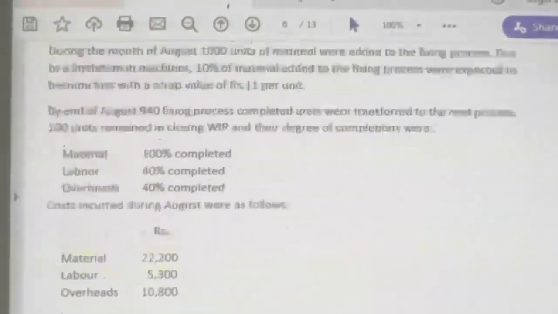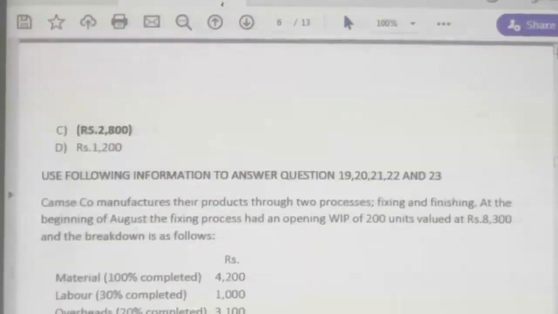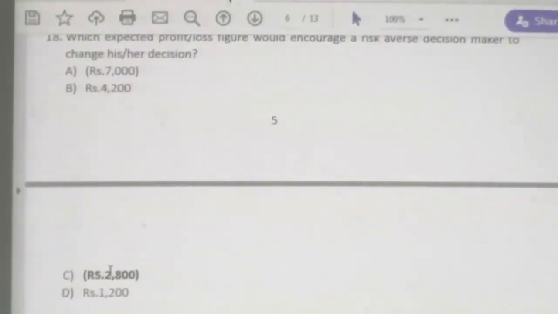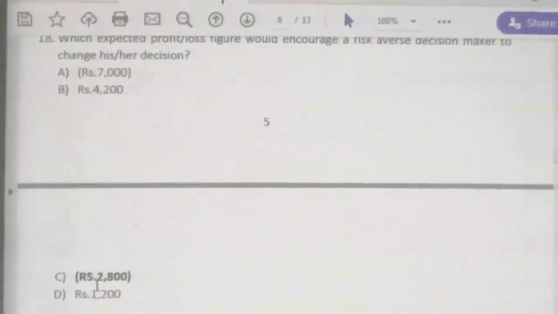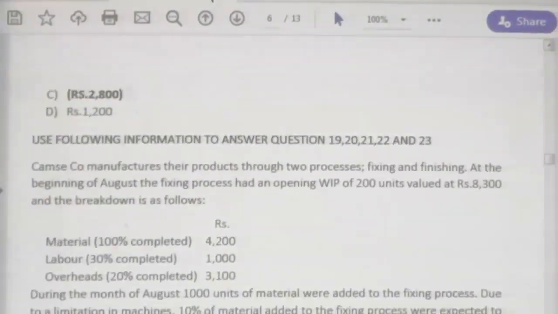I will show you the answer here. Question number 18, yeah. Answer minus 2,800. Right.